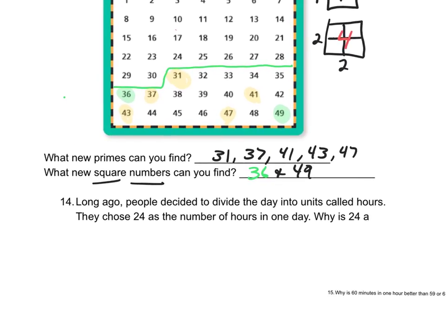Long ago, people decided to divide the day into units called hours. They chose 24 as the number of hours in one day. Pause this video. I cut part of mine off. So the question is, why is 24 more convenient to use than 23 and 25? Well, 24 is more convenient because it has more factors. More numbers can divide 24 up evenly.